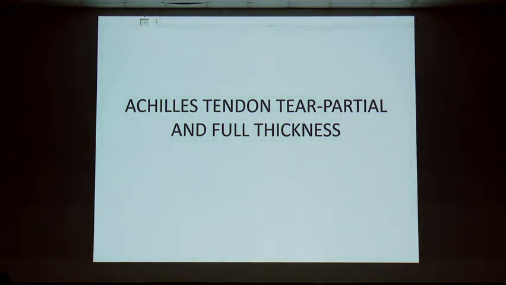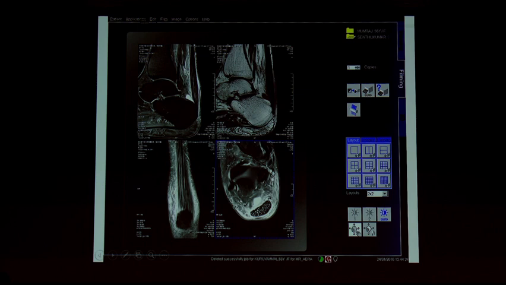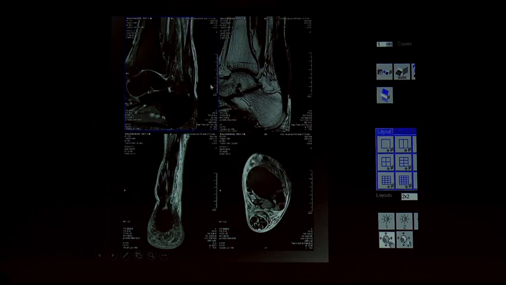Coming to tear, it may be partial or full thickness tear. Partial thickness tear is always intrasubstance, invariably intrasubstance, or it may be of the insertion site. You can see the intrasubstance, instead of becoming concave, it will become convex, and intrasubstance bright signals have come, and this is the classical retrocalcaneal bursitis. This is partial thickness tear, and you can see the very large partial thickness tear with the bicon.